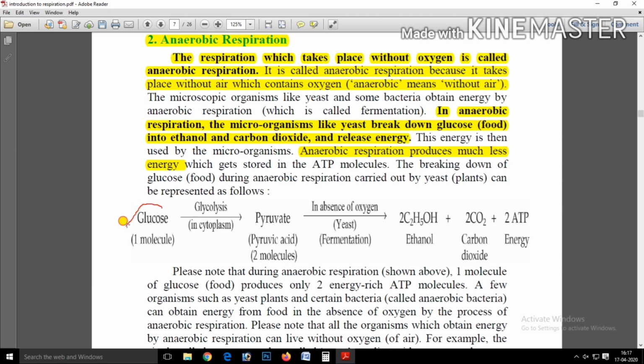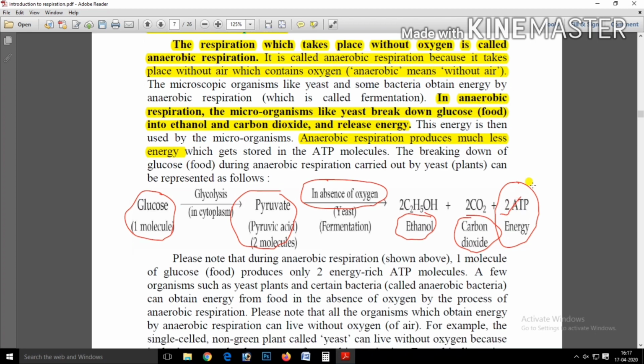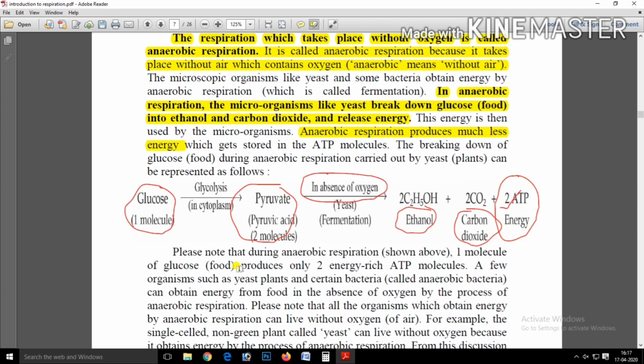See here, one glucose molecule is divided into 2 pyruvate molecules, and in the absence of oxygen it produces ethanol, carbon dioxide and only 2 ATP molecules of energy. As oxygen is absent, it produces very little energy, only 2 ATP molecules. In microorganisms like yeast and certain bacteria, this type of respiration occurs.